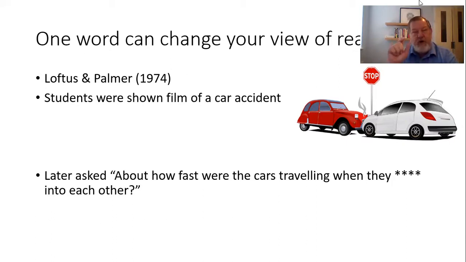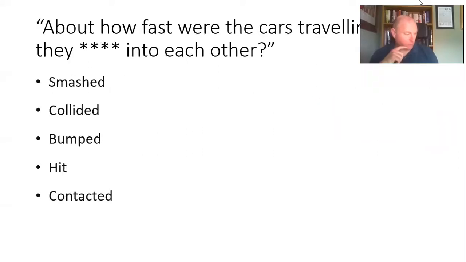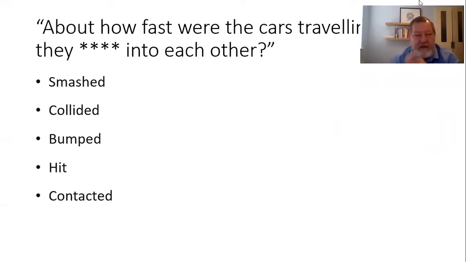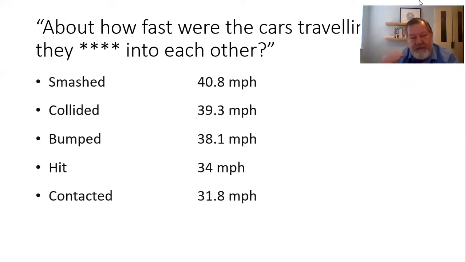And they just substituted a different word for each of the 5 groups into that sentence. So they'd seen the same film, they were asked the same question apart from one word. But that one word had an effect. So the first group were asked about how fast were the cars traveling when they smashed into each other. Second group, when they collided into each other, bumped into each other, hit into each other. And the final group, when they contacted into each other. And although they'd seen the same film, just changing that one word in the sentence had an effect on the average speed that each of the groups estimated. In fact, it had a 30% increase between using the word contacted and using the word smashed, even though they'd seen exactly the same accident.